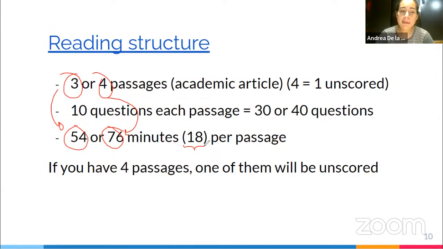But it's completely up to you how you organize. You are the ones that need to be checking your time constantly and making sure that you're not going over the 18 minutes per passage. Is that okay so far? Any questions about that structure?